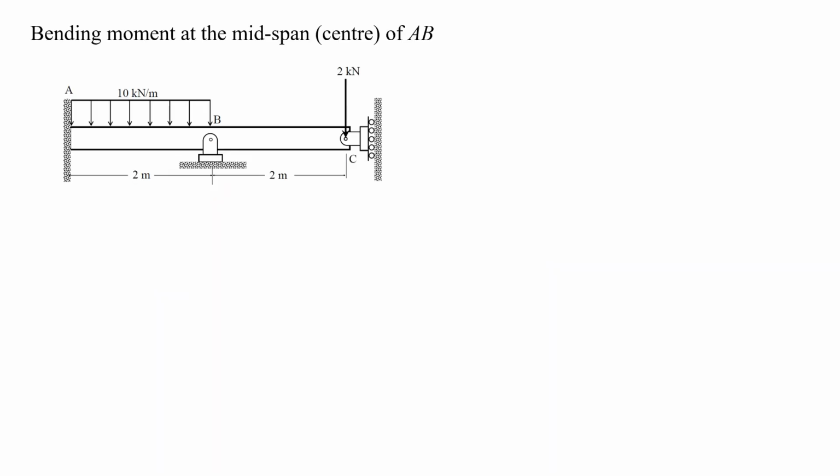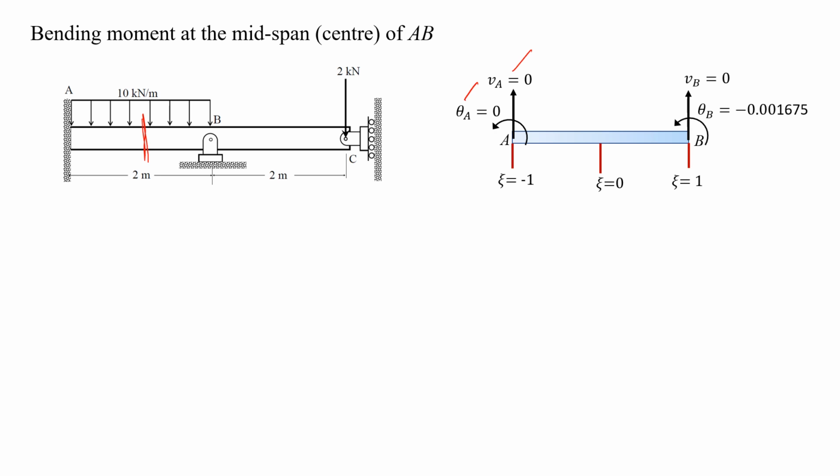If we would like to determine the bending moment at the midspan of AB, which is somewhere here in the middle, we have to refer back to those values that we have calculated before. For example, at point A, we know that vA equal to 0, theta A equal to 0. At point B, vB equal to 0, and theta B, we have a value. And please remember that for natural coordinates, it always starts with negative 1 and ends with 1.